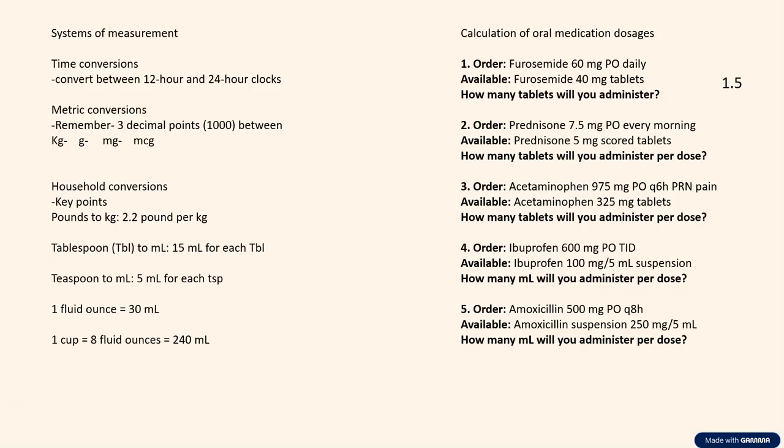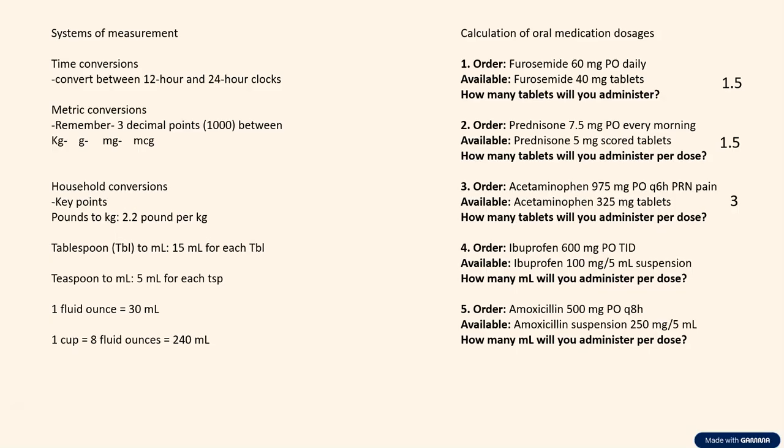Number 2, the order is for prednisone 7.5 milligrams PO every morning, and you have available 5 milligrams scored tablets. You're going to administer 1.5 tablets. Number 3, the order is for acetaminophen 975 milligrams orally, and your available supply is 325 milligram tablets. How many tablets are you going to administer per dose? The correct answer is 3 tablets.